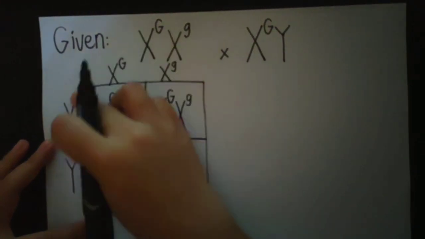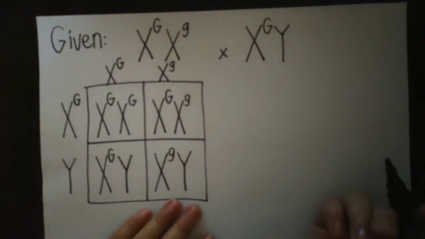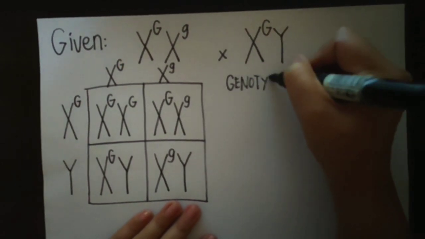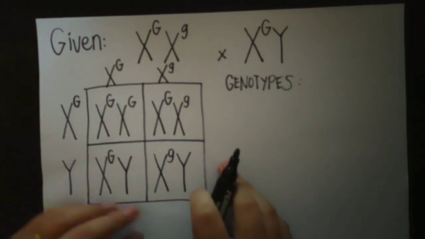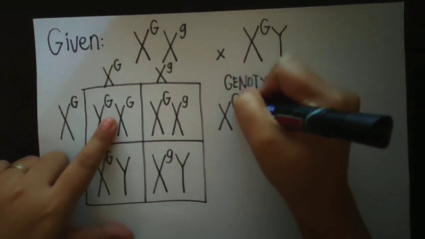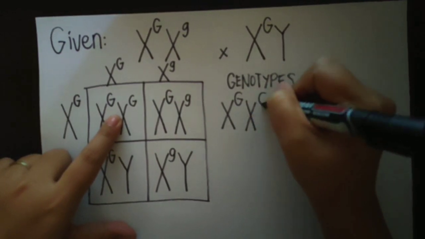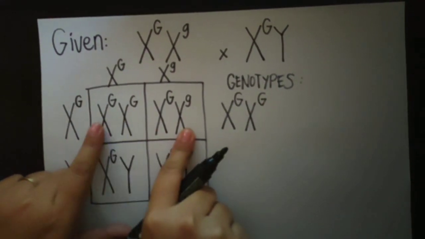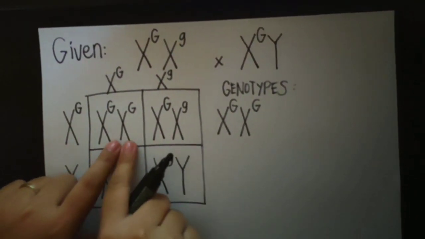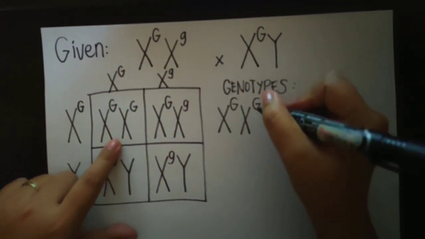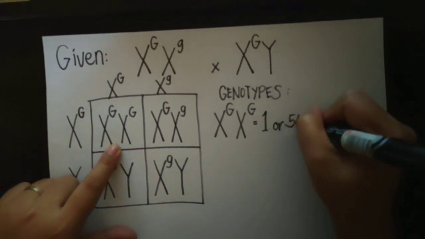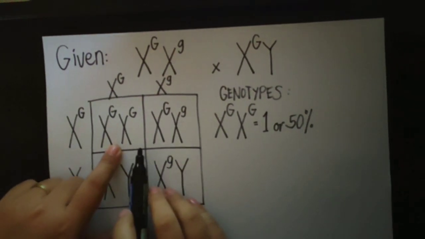Okay, now we are done with the Punnett square. So next we are going to identify the genotypes of the possible offspring. Let's start with the group of female offspring. So we have here the first square, and this one. So what is the percent or ratio of this genotype from the square? If you can see, there is only one combination of this trait. So we are going to write one, or in percentage form, it is 50%.